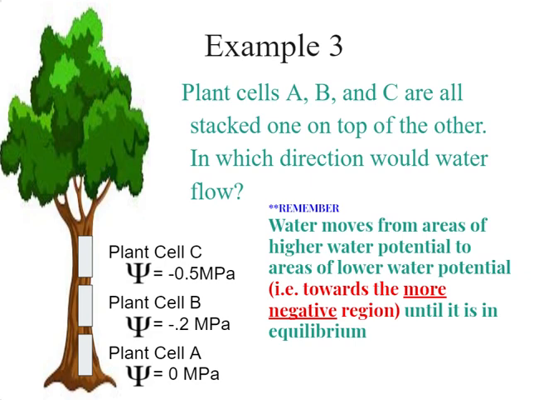And this is actually how water moves in trees. This is how water gets from roots to leaves. The leaves have a low water potential. The roots have a high. Moves on up.